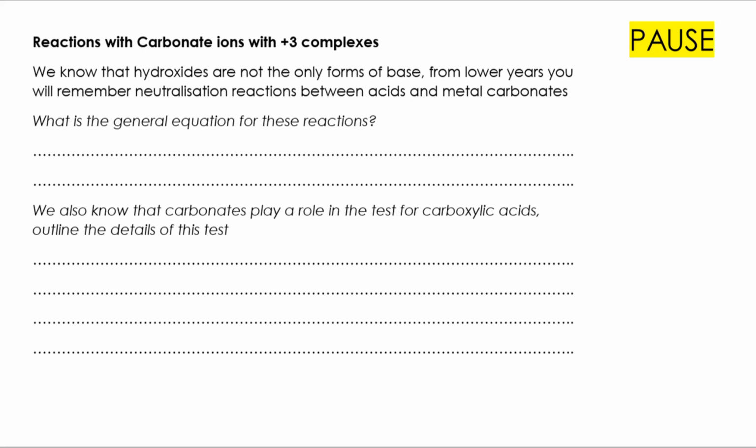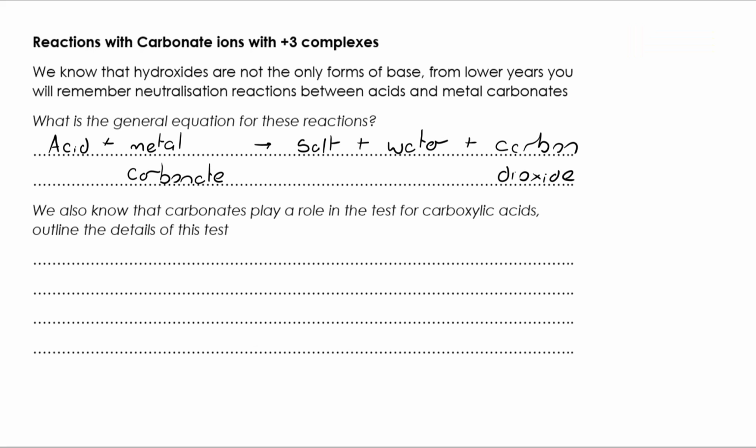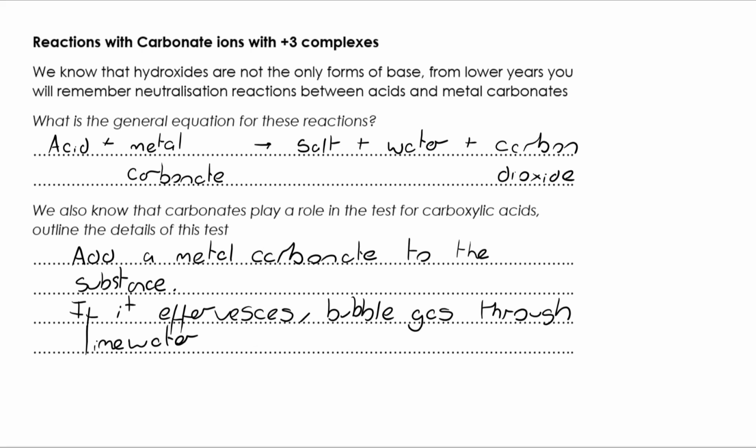And for the first answer, we're going all the way back to key stage 3, the general equation as a word equation. If I take an acid and a metal carbonate, I make salt, water, and carbon dioxide. And we actually use this as the test for carboxylic acids. If I have something that I think is a carboxylic acid, I add a metal carbonate to it. If it effervesces and I then bubble gas through the lime water, it turns cloudy. So, going to stop at that point.